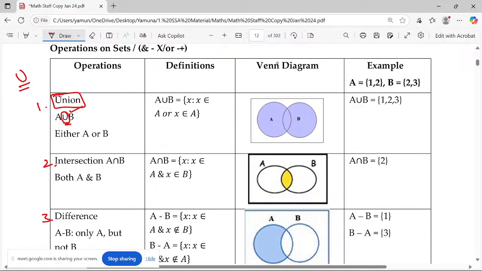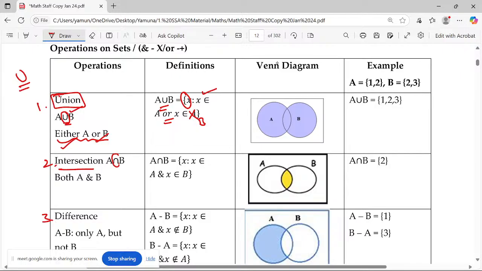In words, we say this is either A or B. If it is in A, we take it. If it is in B, we take it. If it is in both A and B, we take it once, because a set by definition has unique or distinct elements only. How do we write it in representation? Set of all x such that x belongs to A or x belongs to B. The term itself is either-or.